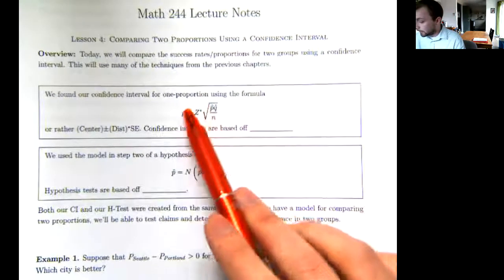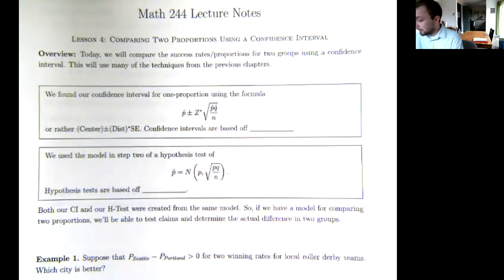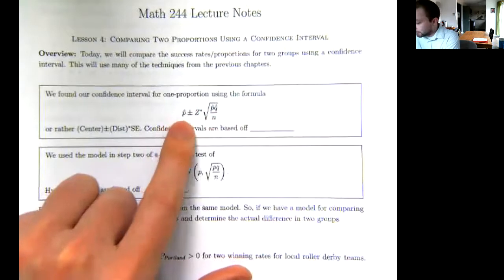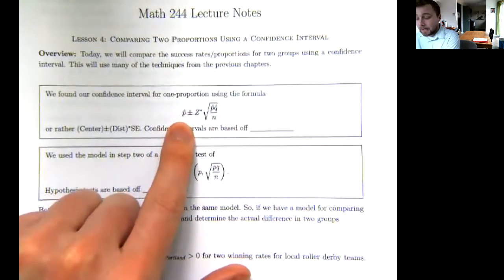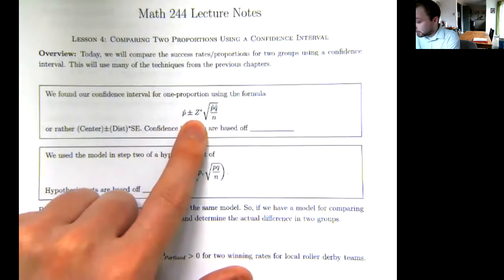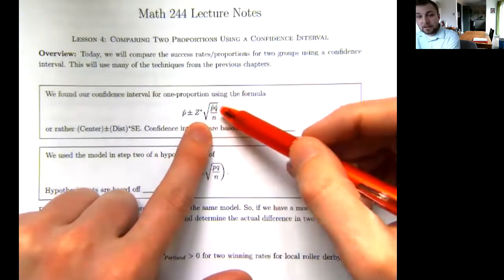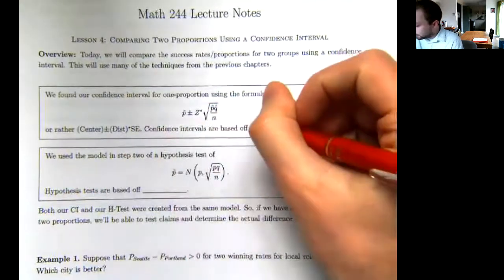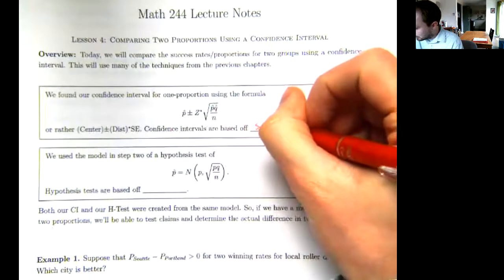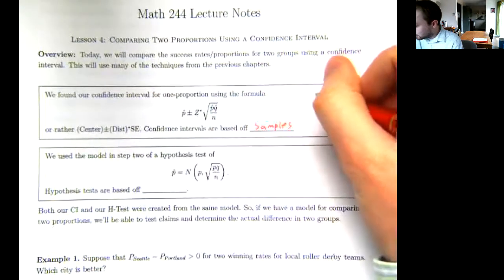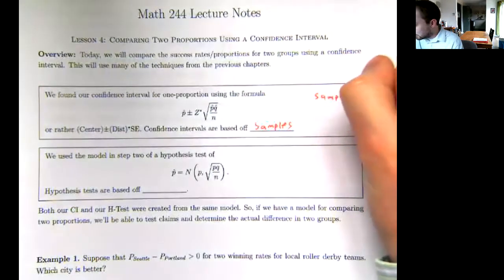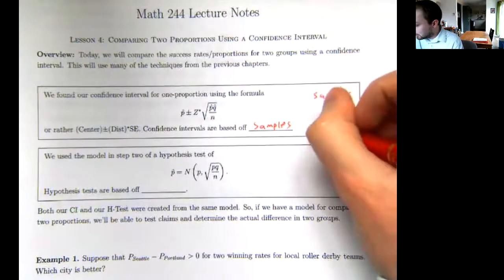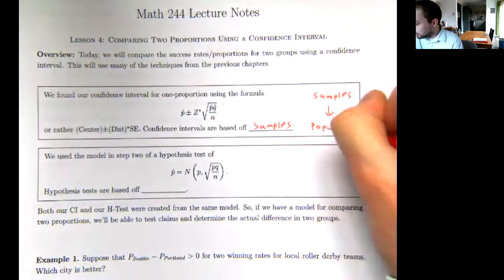So just reviewing the general setup of these things. When I'm looking at these confidence intervals, I have my center, p hat, plus or minus my distribution, so z star, times the square root of p hat, q hat over n. Confidence intervals are based off of samples, and in particular, I start with sample information and it tells me what should happen for a larger population.